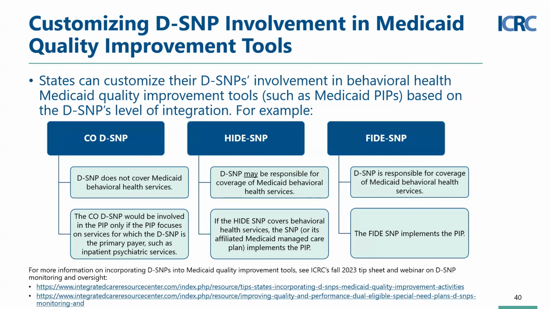As Malia mentioned regarding LTSS quality improvement, states can customize their D-SNP's involvement in behavioral health Medicaid quality improvement tools based on the D-SNP's level of integration. In the case of a coordination-only D-SNP that does not cover Medicaid behavioral health services, the D-SNP would only be involved in a PIP if the PIP focuses on behavioral health services where the D-SNP is the primary payer, such as inpatient psychiatric services.